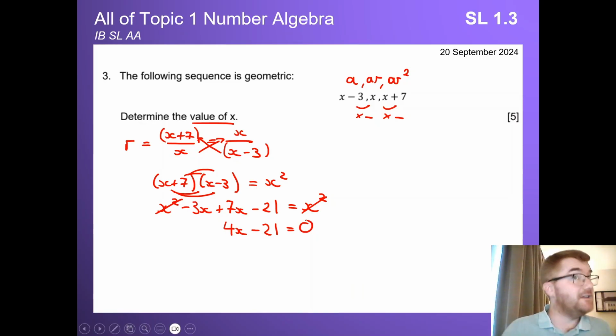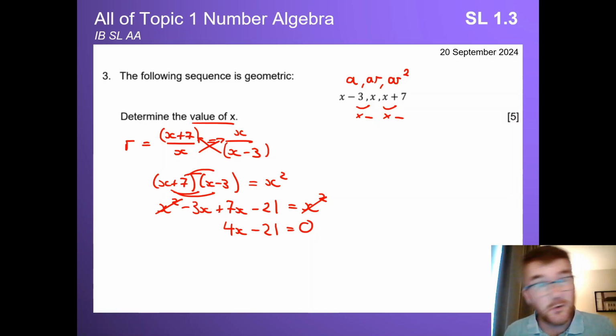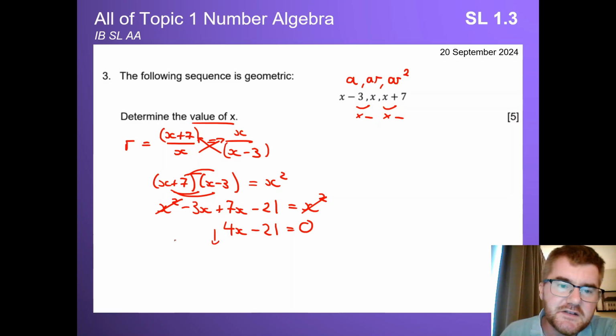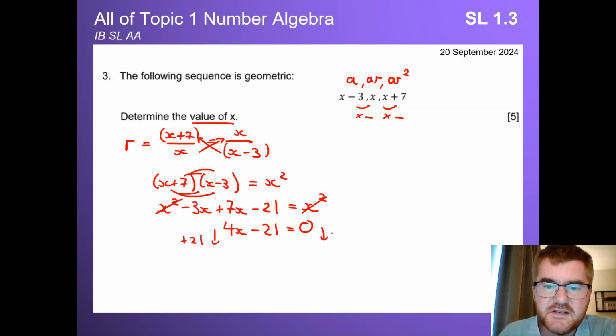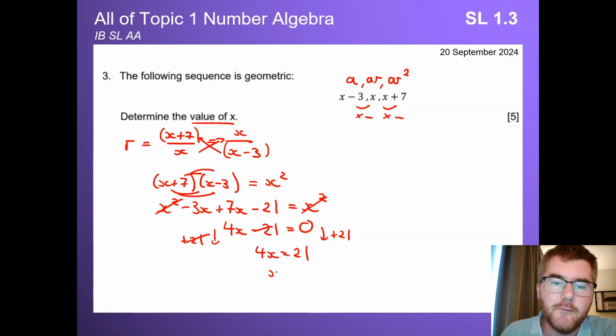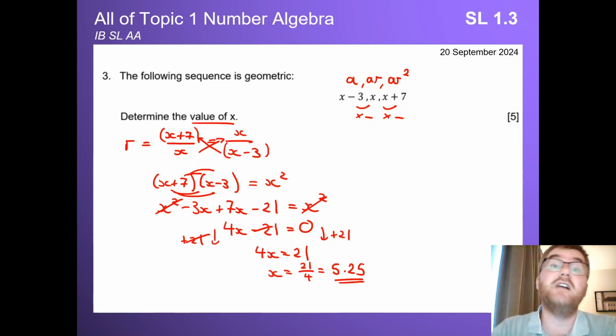And out of all of this, suddenly we've actually got a really straightforward equation to solve. We add on 21 on both sides. If we do that, that cancels, giving us 4x equals 21, and then we divide through by 4. So x is equal to 21 over 4, or we can write this as a decimal as 5.25 to give us our 5 marks.